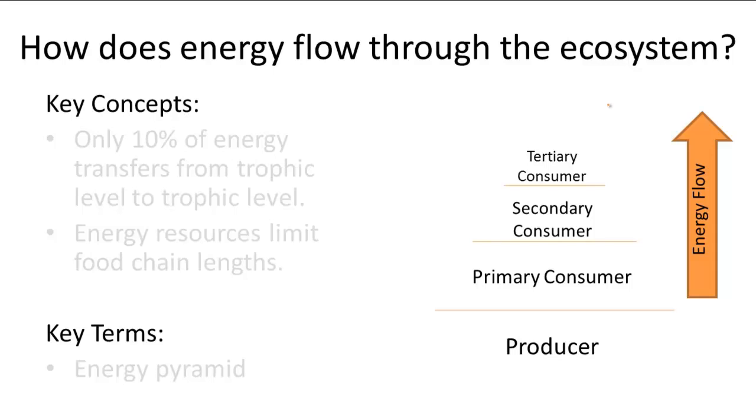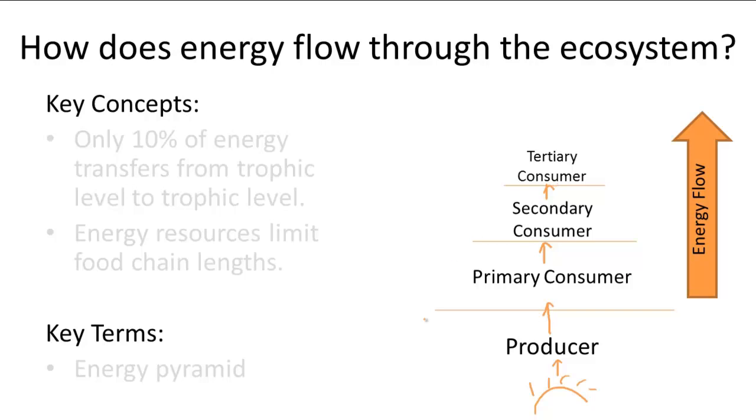So as we have learned, food webs represent the energy flow through the trophic systems. So here's a quick overview. The producers will take energy from the sun and pass it on to primary consumers, who pass it on to secondary consumers, who pass it on to tertiary consumers.